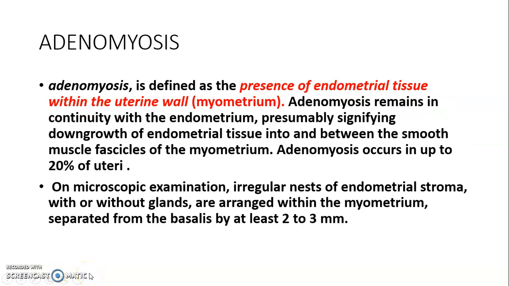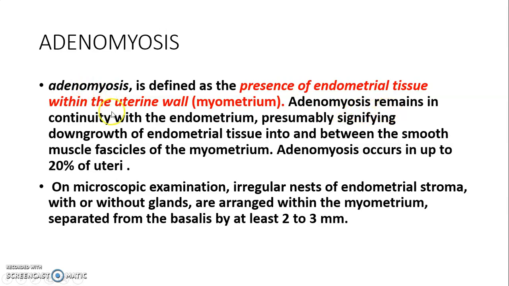Now, the next pathology is adenomyosis. So, adenomyosis is defined as the presence of endometrial tissue within the uterine wall. Within the uterine wall, that is myometrium. Endometrial tissue in myometrium. And what was endometriosis? Endometrial tissue outside the uterus. And adenomyosis is endometrial tissue in the muscle, myometrium.